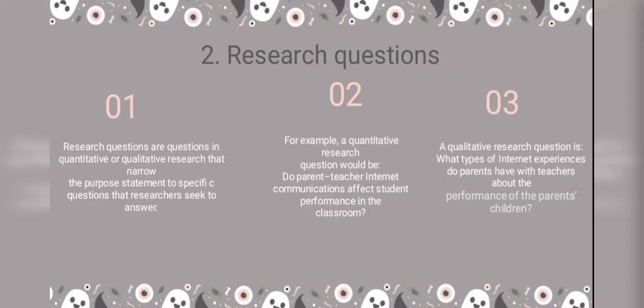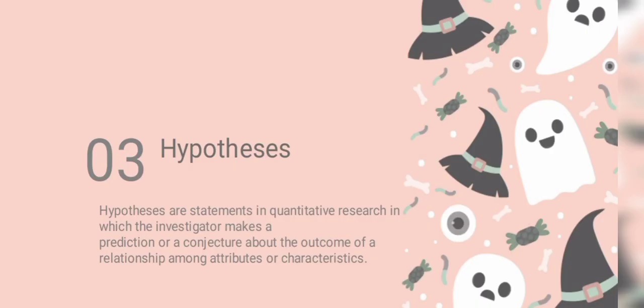And the next is research questions. Research questions are questions in quantitative or qualitative research that narrow the purpose statement to specific questions that researchers seek to answer. For example, a quantitative research question would be: do parent-teacher internet communications affect student performance in the classroom? And a qualitative research question is: what types of internet experiences do parents have with teachers about the performance of the parents' children?